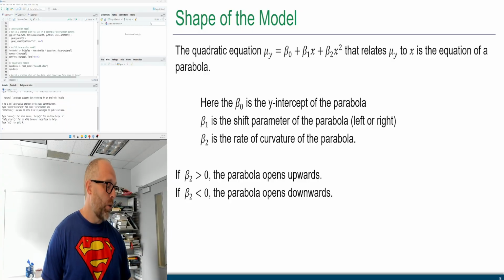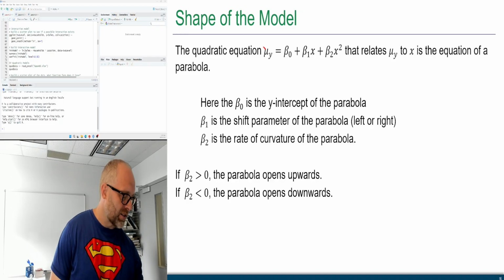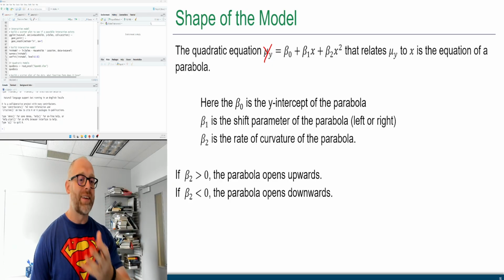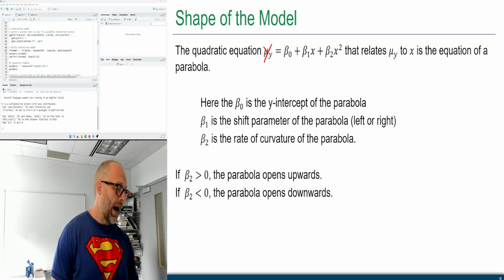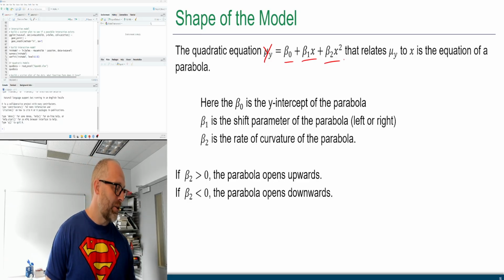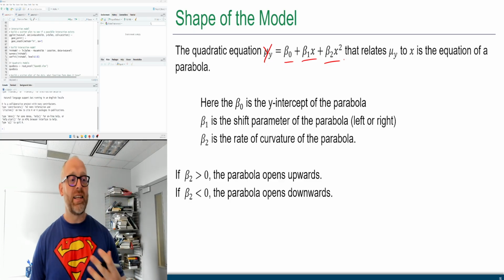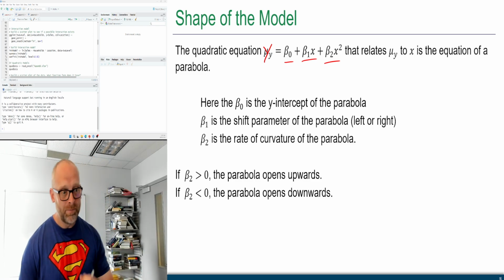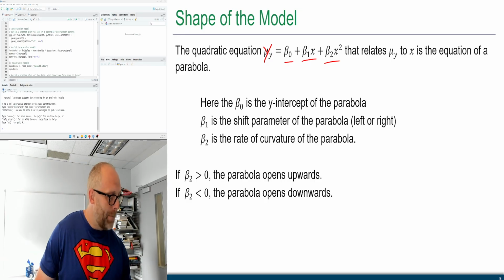So the quadratic equation, again, is just saying the same thing as y, the average, so you can think of it as the y hat or y bar. So the average for y given beta naught plus beta 1x plus beta 2x squared, that relates the average to the value of x, is the equation of a parabola.